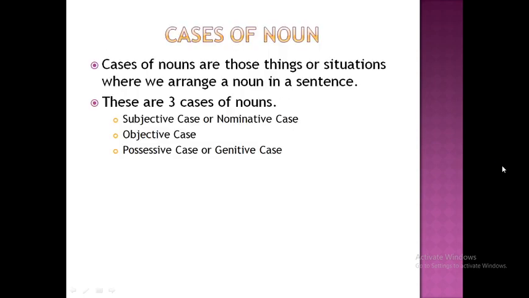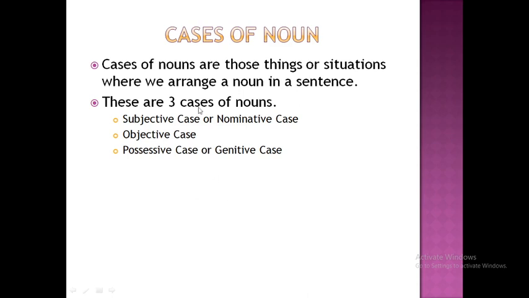Now the last thing is cases of noun. As I referred earlier as well, what are cases? When a noun is placed in a sentence at different places, जब एक वाक्य में noun को अलग अलग जगह रखा जाता है, तो उसके रखने के according उसको एक नाम दिया जाता है. That name is called the cases of noun. When you put a noun in a sentence at different places, this arrangement is called the cases of noun.